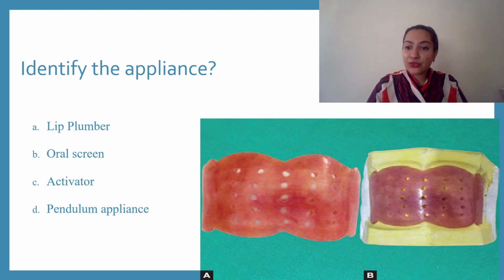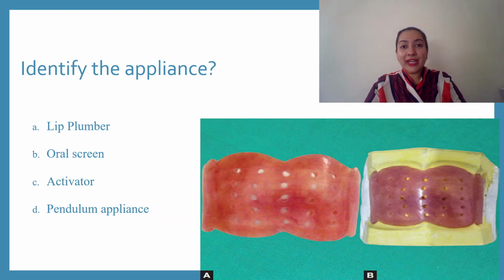Next, is it an oral screen? Yes, this is an oral screen with a modification. Now oral screen, simple oral screen is one thing and oral screen with modifications, it is a different entity. So this is an oral screen with modifications where holes are given. And once the patient is given this oral screen, phased closure of holes are done. Acrylic is added into the holes so that it is closed in a phased manner as the mouth breathing improves.